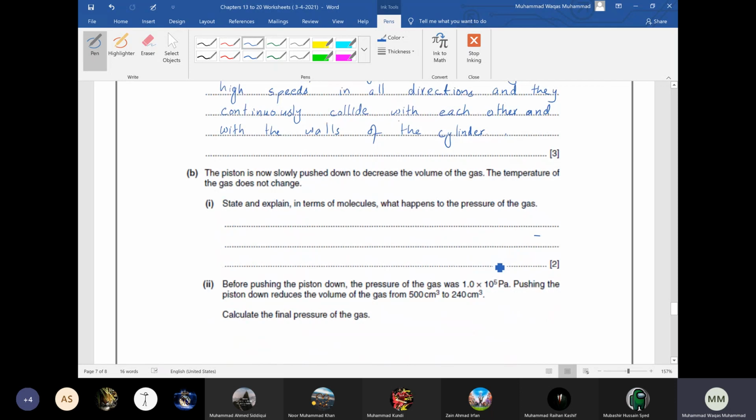Now beta, the piston is slowly pushed down to decrease the volume of the gas. The temperature of the gas does not change. State and explain in terms of molecules what happens to the pressure of the gas. So beta, state and explain. First of all, state what happens to the pressure. So the pressure increases. Very good. And now the explanation. Sir, the pressure of the gas increases as they have less space to collide, so they collide more and the pressure increases. Yes. So beta, this is 2 marks. 1 mark is for the statement and 1 mark is for the explanation, right?